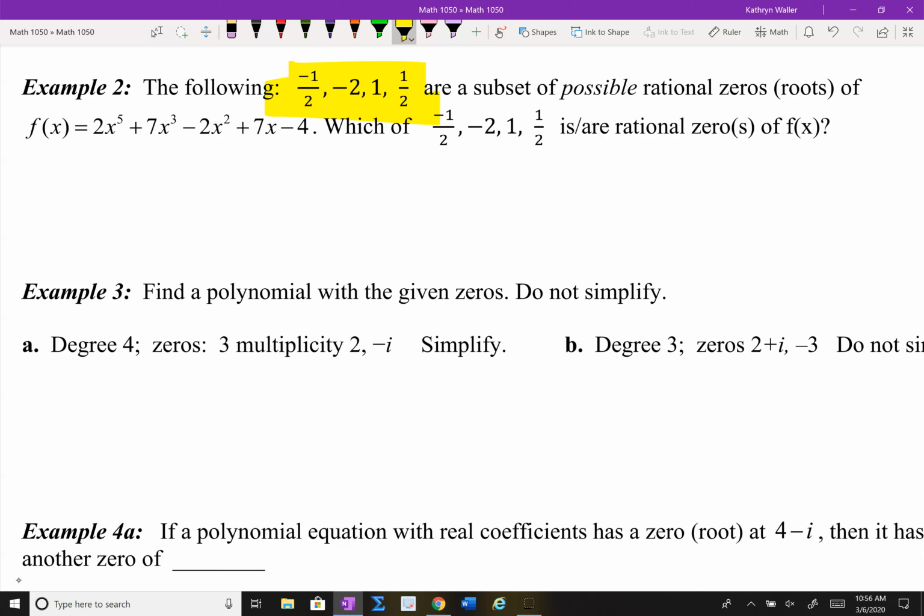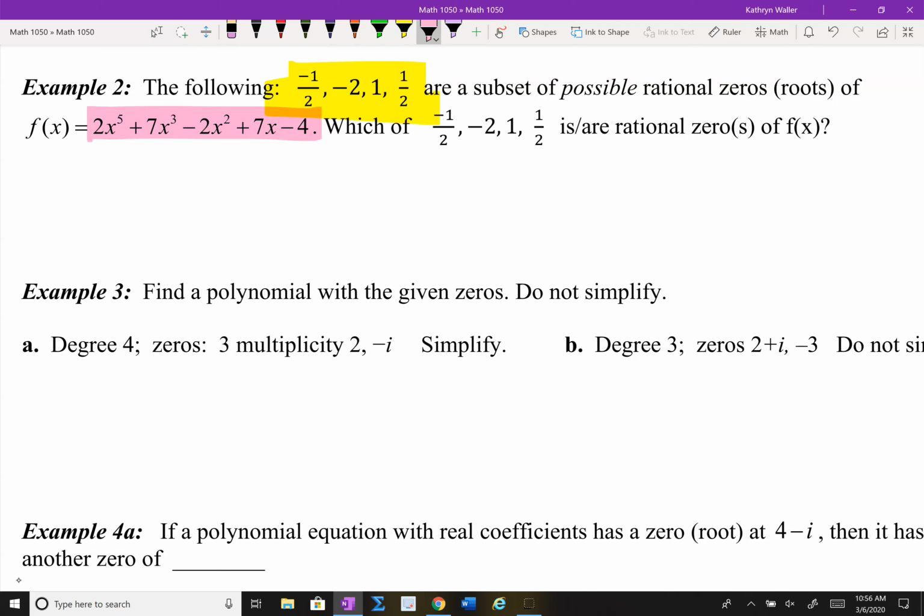So everybody grab your calculator. Hit the white negative button, 1, divide 2, store, enter. Then you're going to put it into this equation right there and see if you get a 0. So go 2, x, enter, raise it to the 5th, plus 7, x, enter, raise it to the 3rd, minus 2, x, enter, x squared, plus 7, x, enter, minus 4, enter, and I did not get a 0.